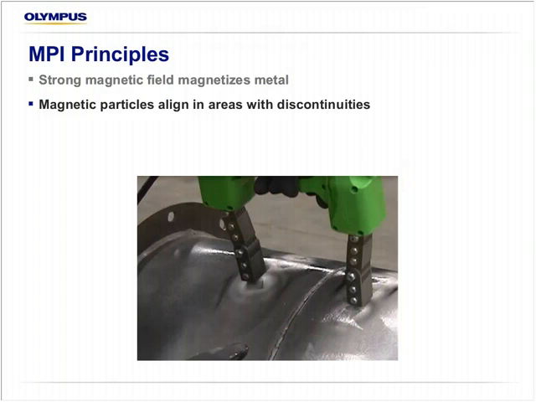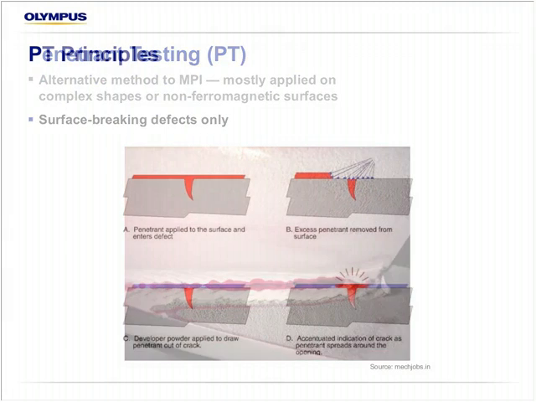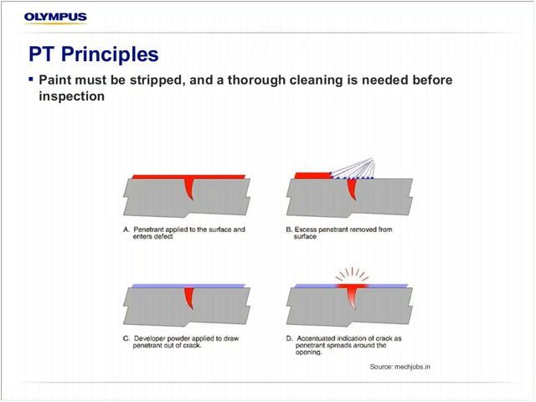That's pretty widely known. Anyway, I'm going to try to go fast on those slides a little bit, as I suppose this is known to most of you. Penetrant testing basically is an alternative, mostly used on non-ferromagnetic surfaces or cases where MPI is more challenging. It's also detecting only surface breaking defects. The principle, again, is known. The paint must be stripped and a thorough cleaning needs to be done before the inspection, and application of chemicals and waiting for the process is also needed.